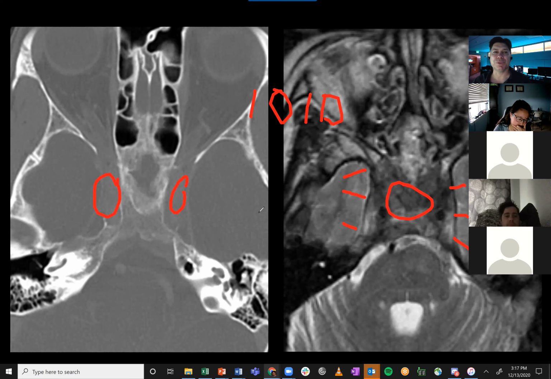What if this never enhanced when we gave contrast? What if both the cavernous sinuses were not enhancing? I guess you could think about thrombosis, like cavernous sinus thrombosis, bad sphenoid sinus disease, and the sphenoid disease extended laterally on both sides into the cavernous sinuses and led to cavernous sinus thrombosis. That's right. We want to be sure this isn't an osseous thing.